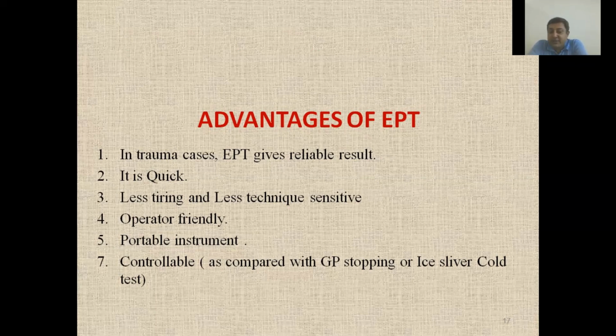Next advantage, it is less tiring and less technique sensitive as compared to the other thermal tests or other pulp vitality tests. It is operator friendly. It is a portable instrument in this electric pulp test. Next, it is controllable as compared to the heat test with gutta percha stopping or the ice stick, where a controlled environment is impossible for an operator.